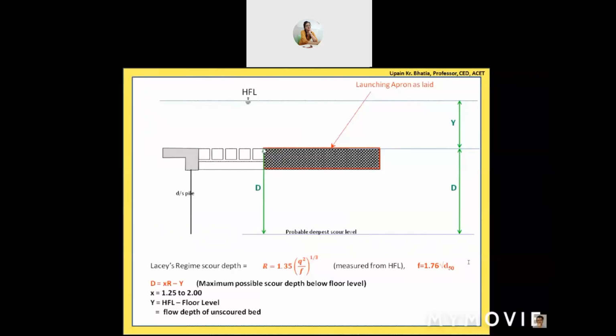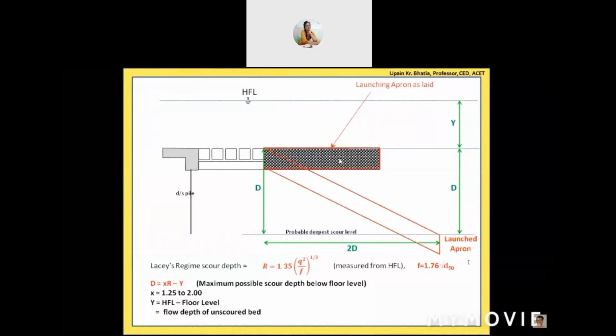If the deepest scour level is there, then this depth D is same as here. And if you see a point over here which is at a 2D distance from the initial level of this launching apron, because it has to launch itself at a slope of 2 horizontal to 1 vertical. So twice D here and 1D over here. So this will be the slope like this.